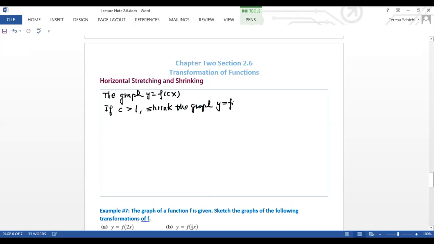y equals f of x horizontally by a factor of 1 over c. All right, so if c is from 0 to 1 here, then we're going to stretch.